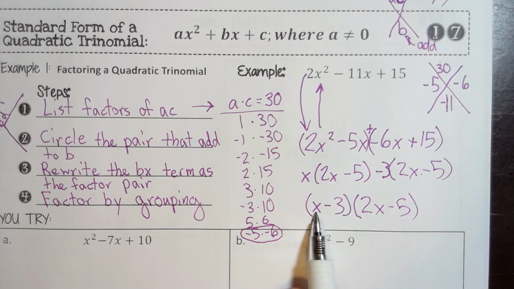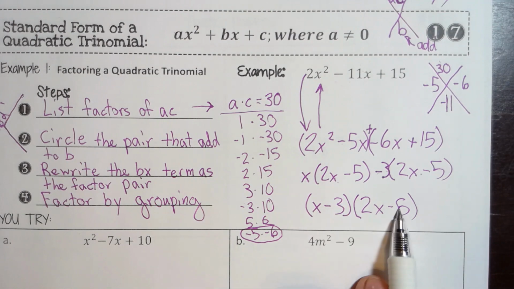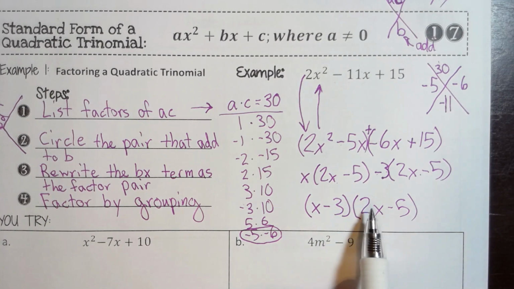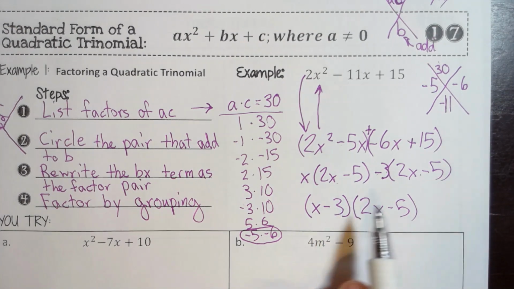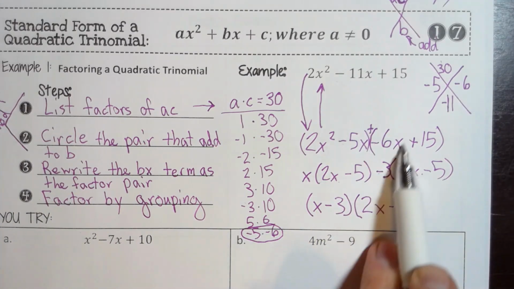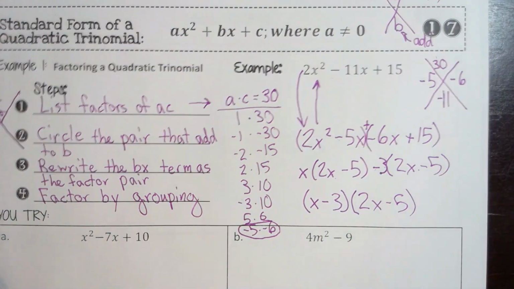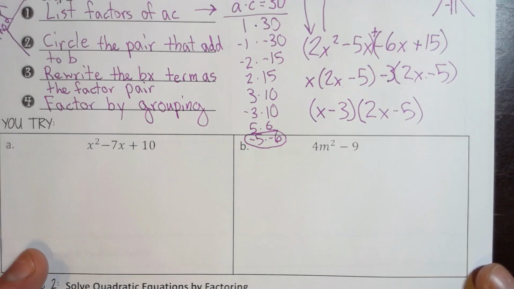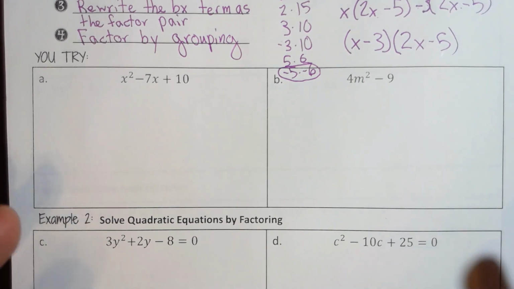If I do 2x times x, I get 2x squared. If I do negative 5 times x, I get negative 5x. If I do negative 3 times 2x, I get my negative 6x. And if I do negative 3 times negative 5, I get my plus 15. And if I regroup this, then I am right back where I started. So it's always super easy to check now that we're really good at the FOIL method if we did it correct or not. So if you're ready, go ahead and pause. If you need to just keep going with me, that is just fine as well.